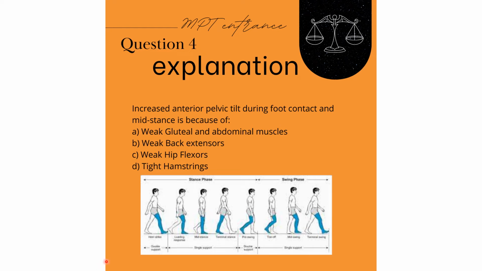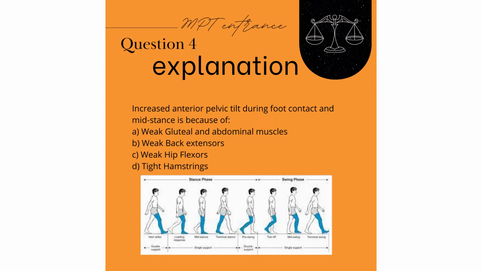So today we have a very special video. I'm going to discuss an explanation for question number 4. And the question goes like this. Increased anterior pelvic tilt during foot contact and mid stance is because of option A, weak gluteal and abdominal muscle. Option B, weak back extensors. Option C, weak hip flexors. Or option D, tight hamstring.